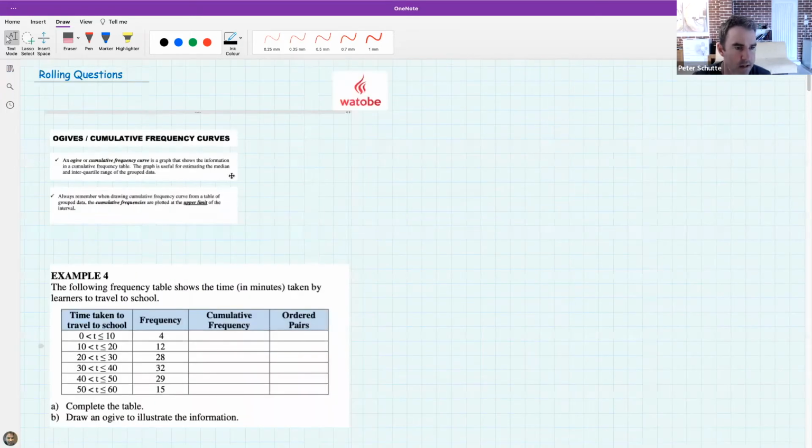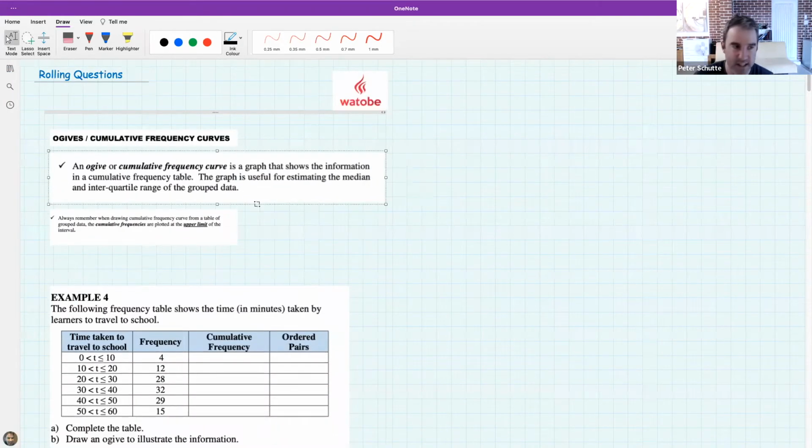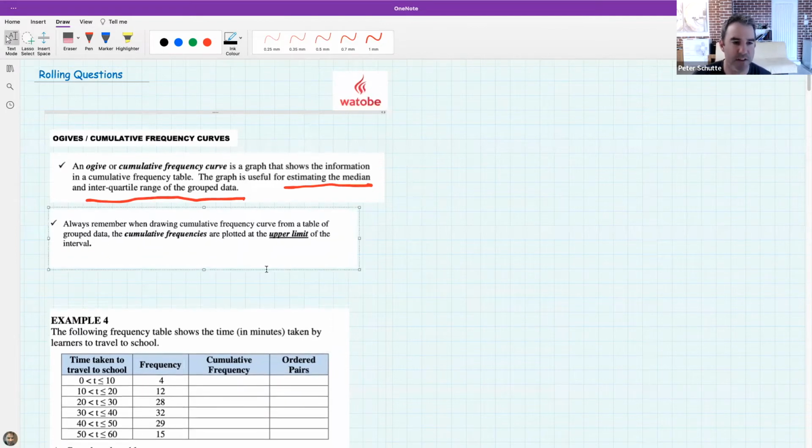Okay, so just some basics. What is an ogive or cumulative frequency curve? It basically shows the information in a cumulative frequency table. And we often use it for estimating the median or interquartile range of grouped data. Now that will come later once we've learned how to draw it. The important bit that I showed you earlier on is when you draw a cumulative frequency curve from a table, the cumulative frequencies are plotted at the upper limit of the interval, or basically at the end of the interval. Okay, so that's an important difference from the frequency polygon.